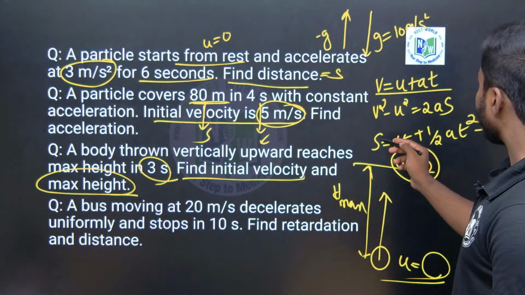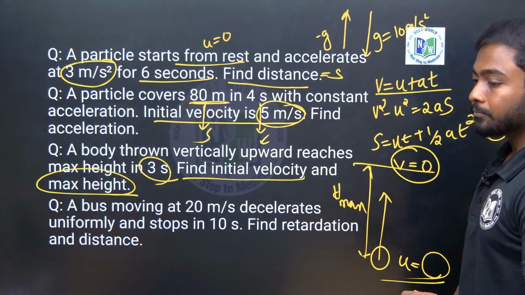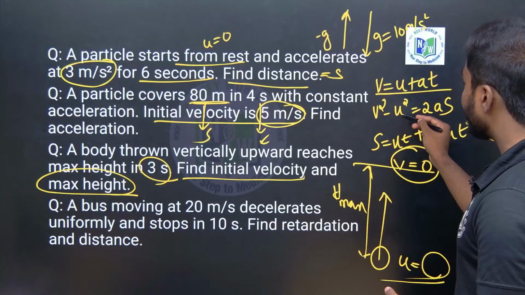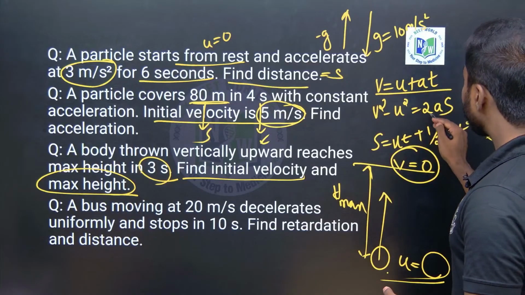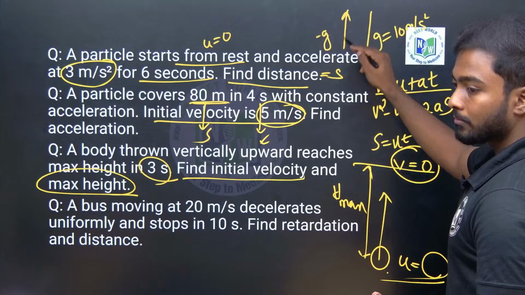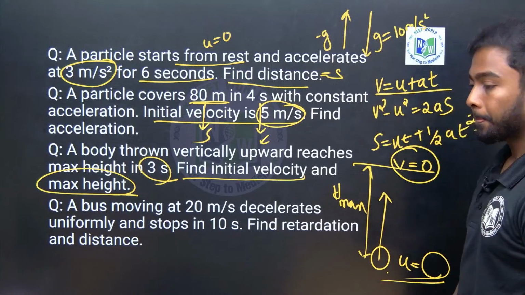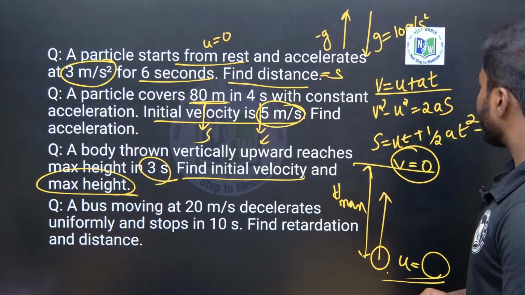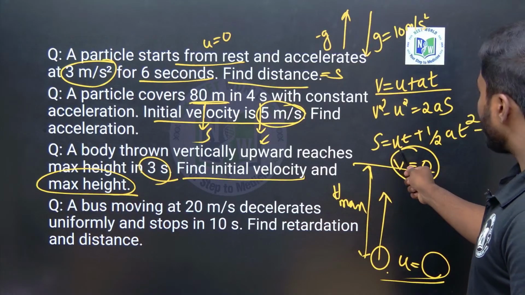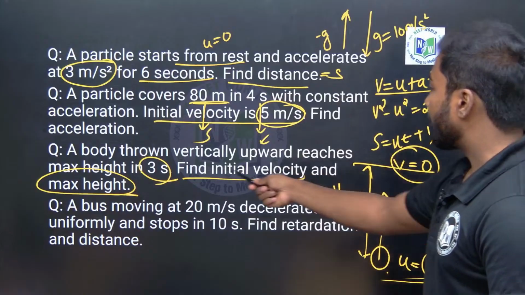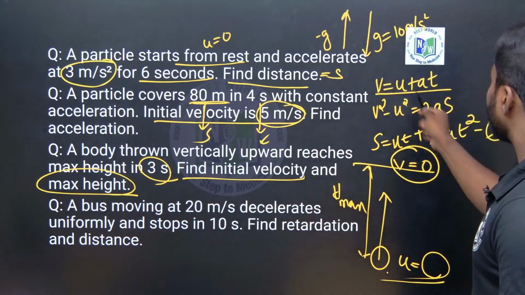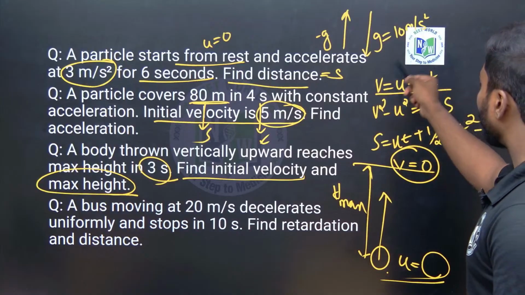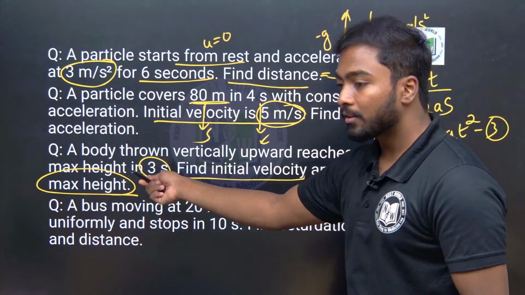So I can use either this one or this one. I know the final velocity, the initial velocity I have found out, a is there, that is gravity, s is there. Understood? I can use the second equation. In the third equation, I need to find s, u I have found out, t they have given as 3 seconds, plus ½ g t². So I can use either the second equation or the third equation. So in total, all 3 equations are applicable in this question.